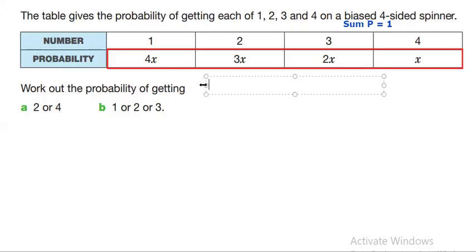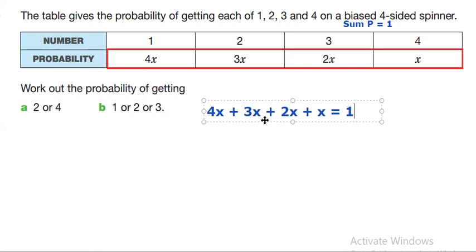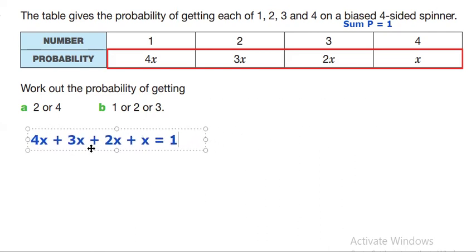So I'm going to write them as an equation. 4x plus 3x plus 2x plus x equals 1. That's the first step you're going to do to answer a question like this, and to find the missing numbers in the probabilities. So first I made an equation. Now I'm going to add them together. 4 plus 3 is 7. 7 plus 2 is 9. 9 plus 1 is 10. So this means 10x equals 1.